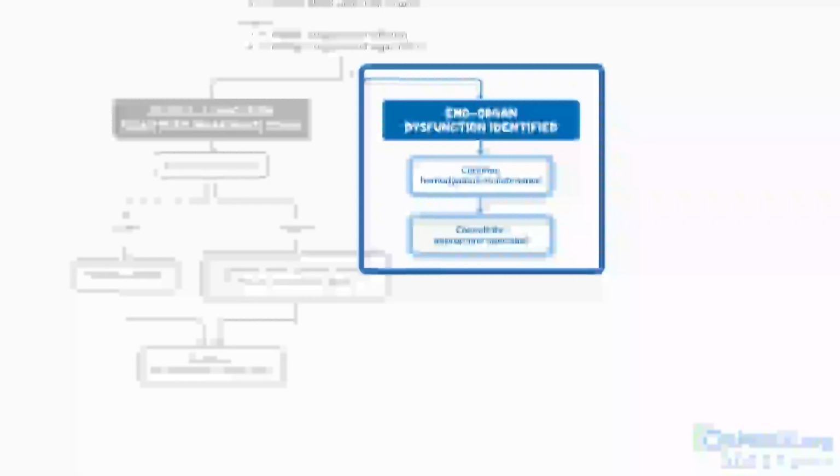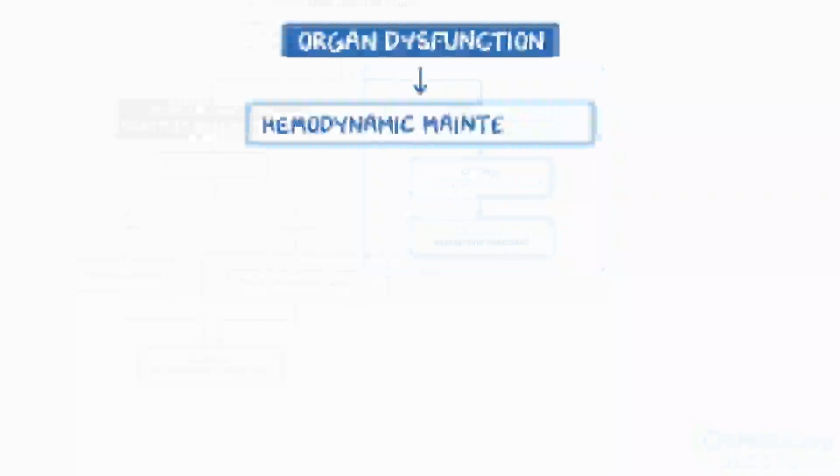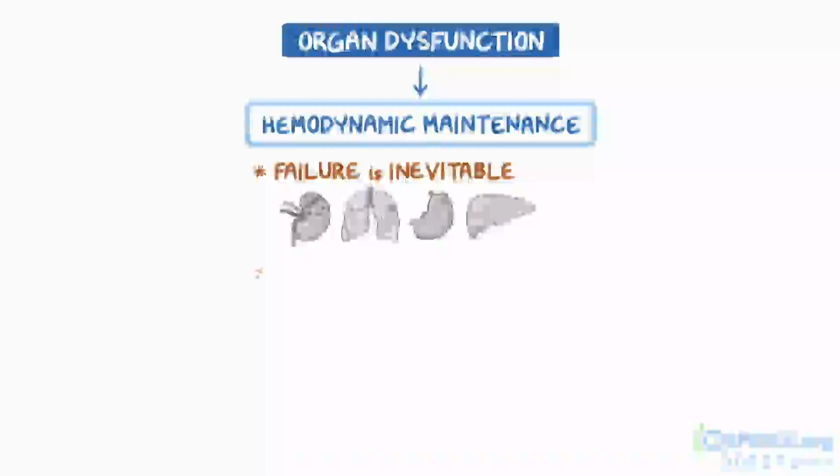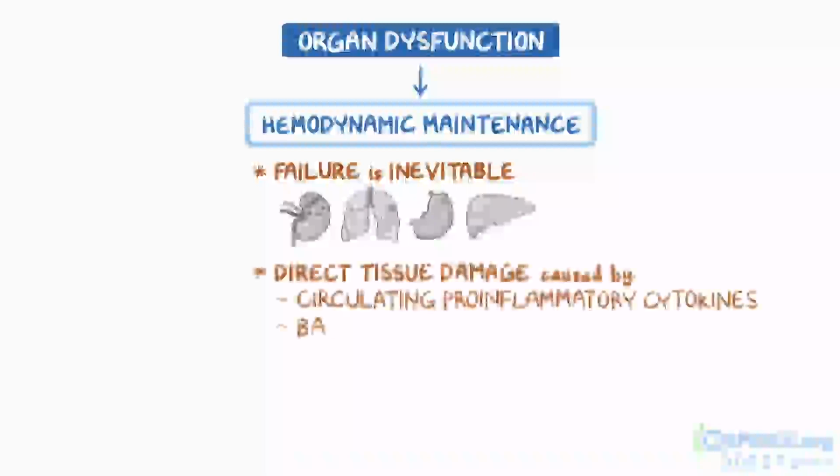Don't forget that sepsis is associated with organ dysfunction. This is closely related to hemodynamic maintenance, as failure is inevitable when an organ is underperfused, as well as to direct tissue damage caused by circulating pro-inflammatory cytokines and bacterial endotoxins.